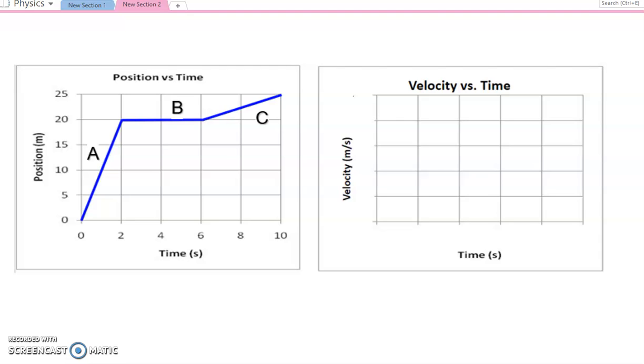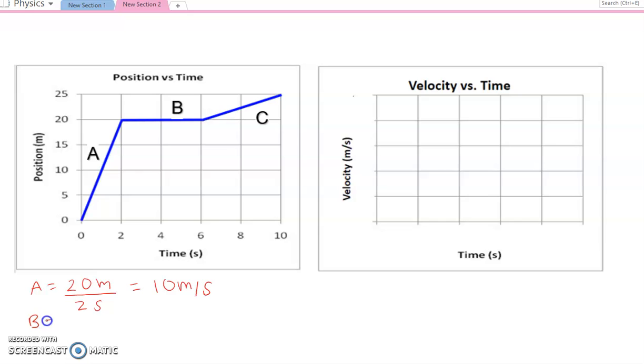Alright, if we're going to take the position versus time graph and translate it into a velocity versus time graph, the first thing I need to do is calculate the slope on my position versus time graph for each segment. So for A, I have a rise of 20 meters, and I do that in 2 seconds, giving me 10 meters per second as my slope.